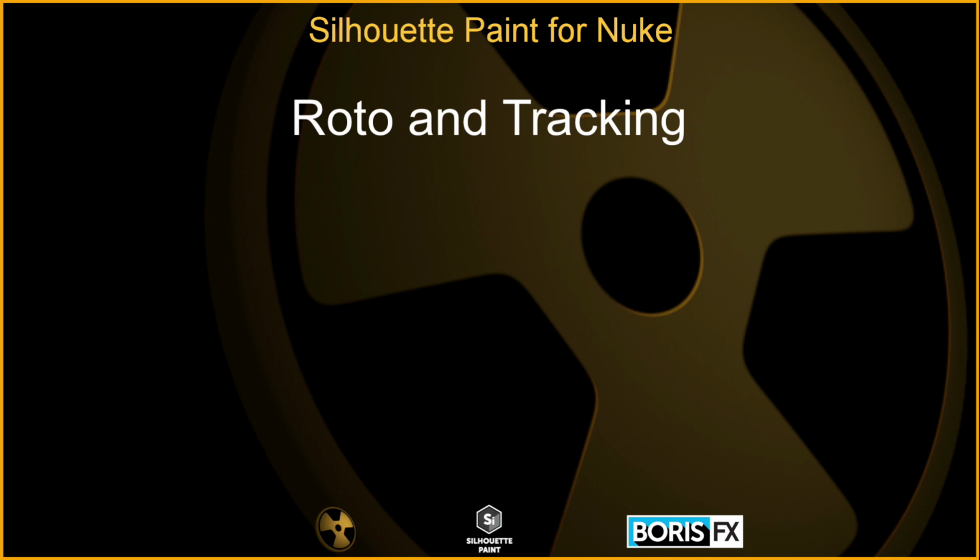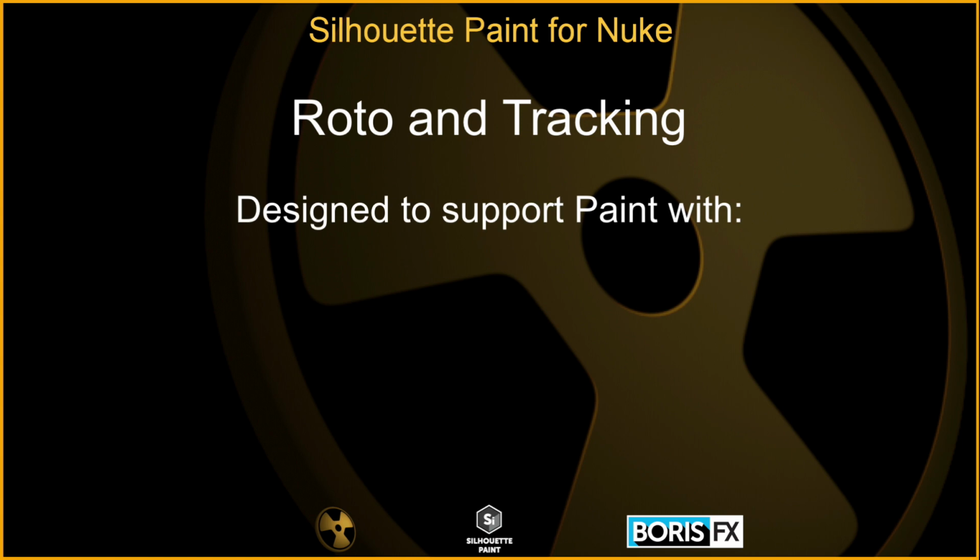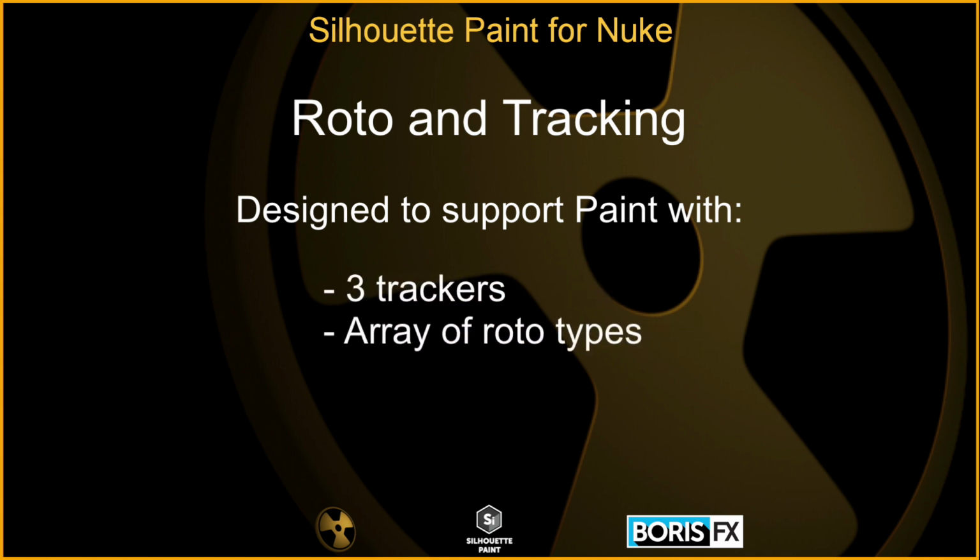While the Roto in Silhouette Paint is not fully featured like the full Silhouette product, it's tightly integrated with tracking and paint to help you move quickly and accurately through your painting operations. There are 3 types of trackers and an array of Roto types, and even a built-in IK skeletal structure for articulated character rotos.